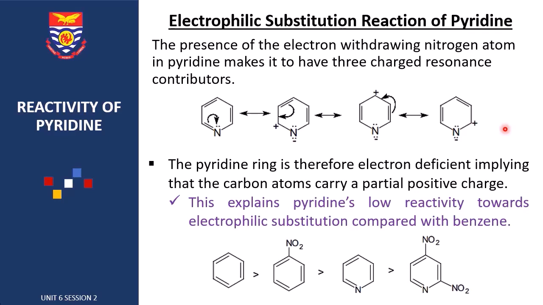So in terms of reactivity towards an electrophile, which is a positive charge, there's low reactivity towards it. This means that benzene will be more reactive than pyridine towards an electrophile because of the partially positive charge we see on the carbon atoms. So basically, pyridine has low reactivity towards an electrophile compared to benzene.